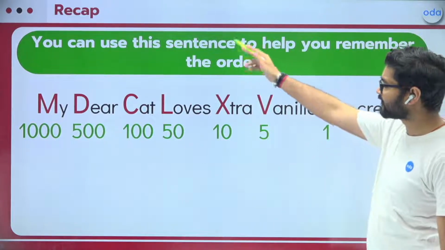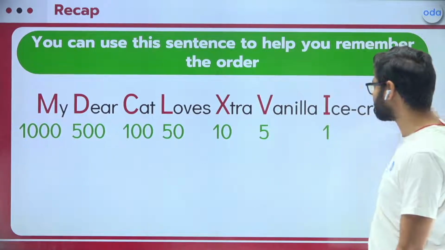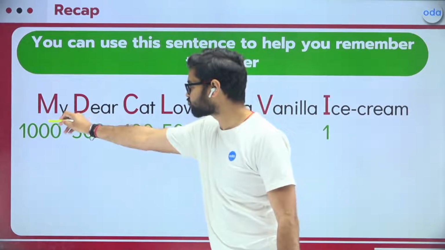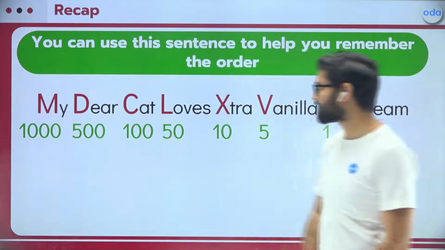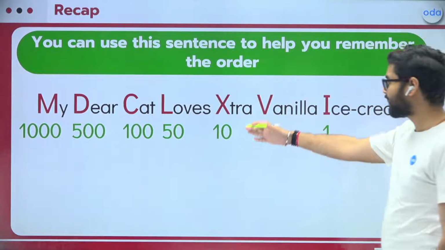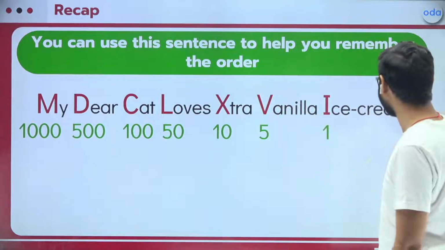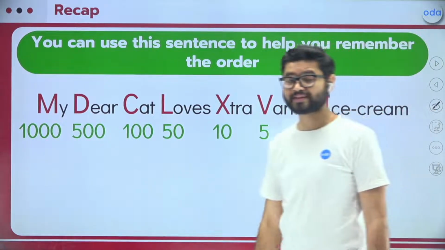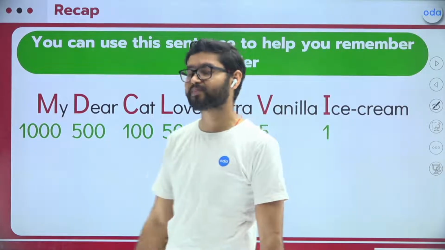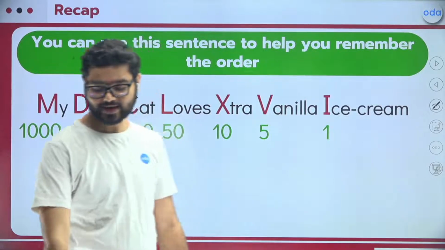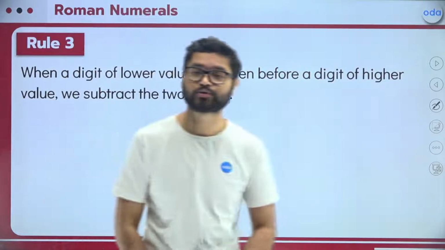So using the first letter of each word of this sentence, you will be getting their values. M is for 1000, D 500, C is for 100, L for 50, X 10, V is 5, and I is 1. Okay? Using this sentence, you can easily remember their values, and now it will become so easy for you. In the last video, we have learned about Rule 3.